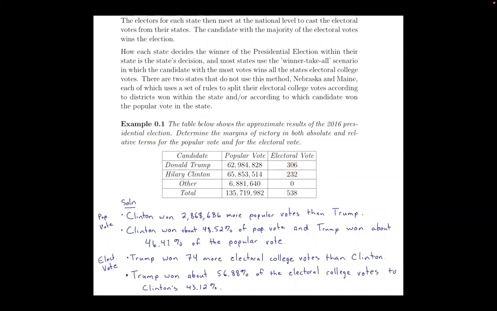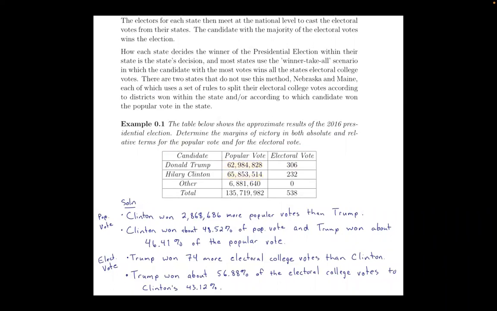So let's determine those margins of victory real quick. So first off, we can see the difference between the two in the popular vote. So when we consider the popular vote here first, we see that Clinton won 2,868,686 more popular votes than Trump did. So yes, we can see that even from the table alone, that Hillary's 65 million beats Donald Trump's 62 million in the popular vote.